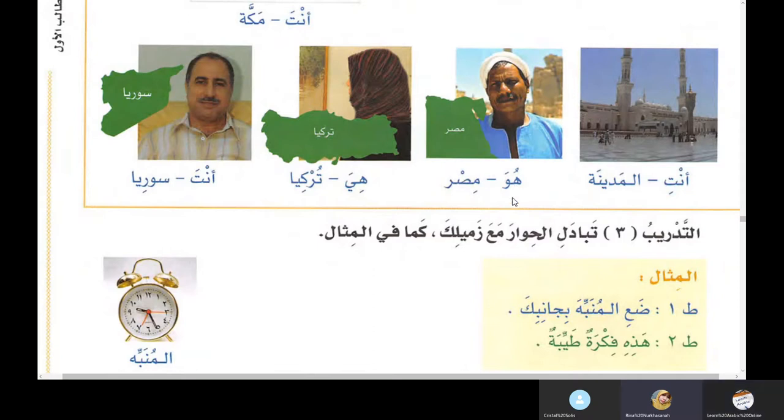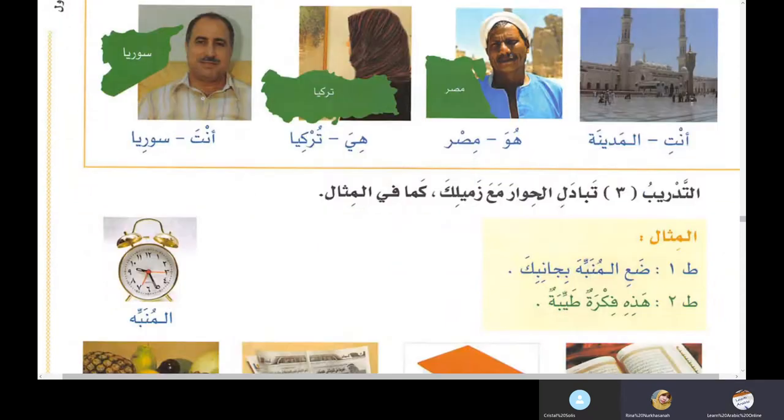Limaza huwa musafirun illa misra. No alif lam, simple misra. Illa misra. Okay. And then limaza hiya musafiratun ila Turkiya. And then limaza anta musafirun ila Suriya.